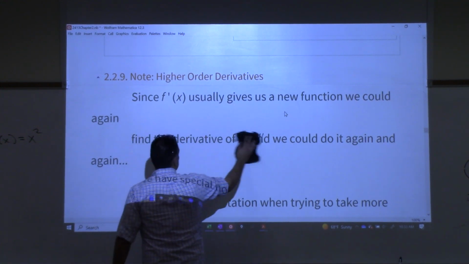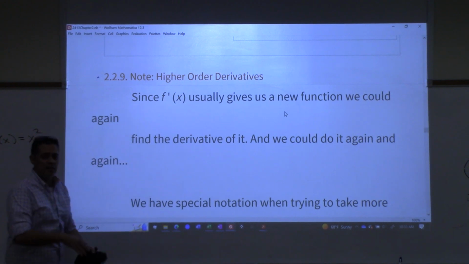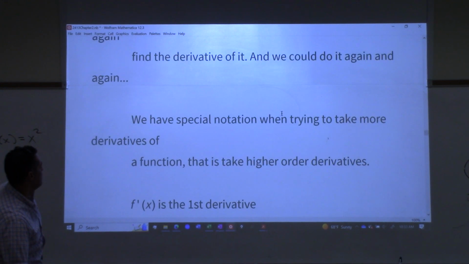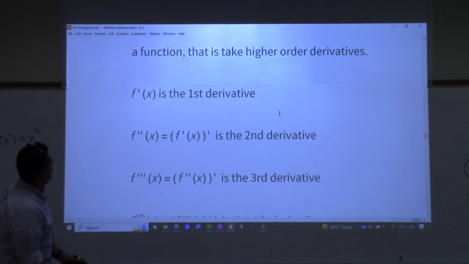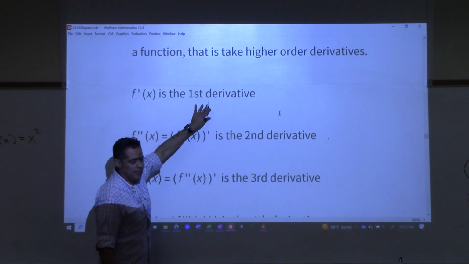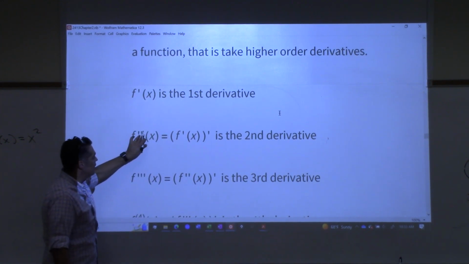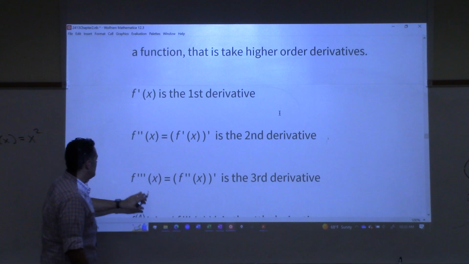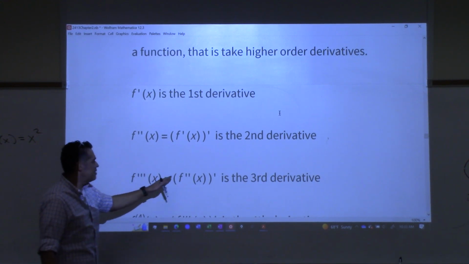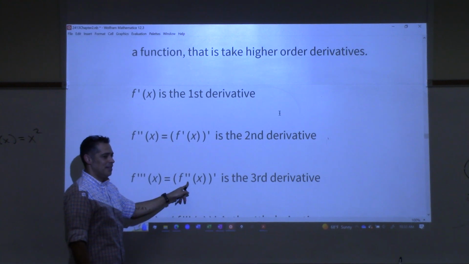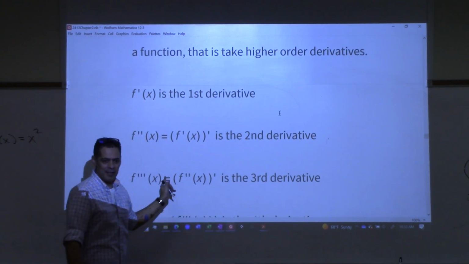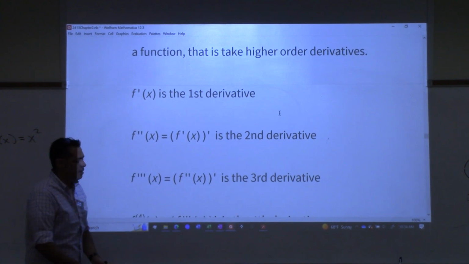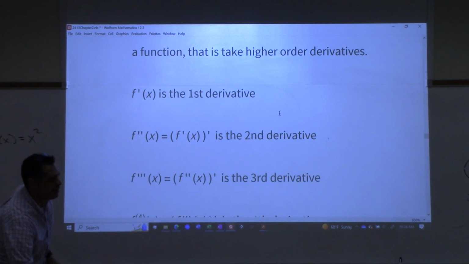This is me just saying exactly what I just said. Since f prime is a new function, we could just take the derivative again. And so we have a special notation for taking the derivative repeatedly. We know that f prime of x is the first derivative. If I do f double prime, that means you're taking the derivative of the derivative. That's called your second derivative. If I do f triple prime, 1, 2, 3, that's the derivative of the second derivative, which gives you the third derivative. That making sense with this notation? First derivative, second derivative, third derivative. What do you think? Fourth derivative, am I going to do 4 primes?